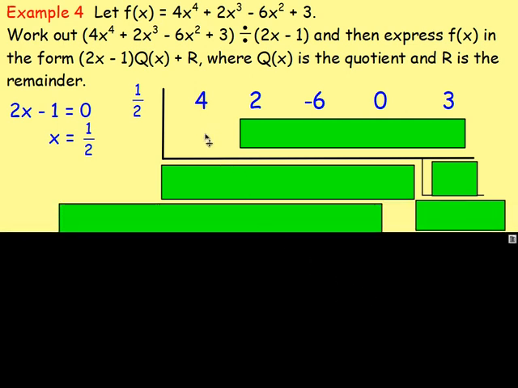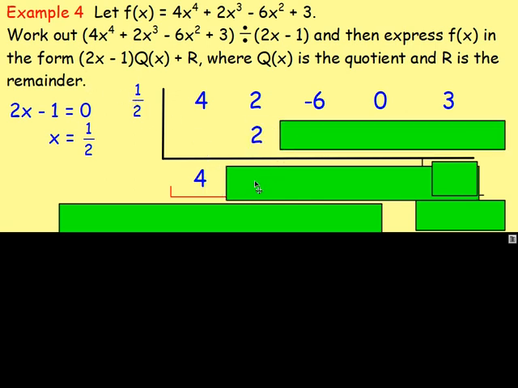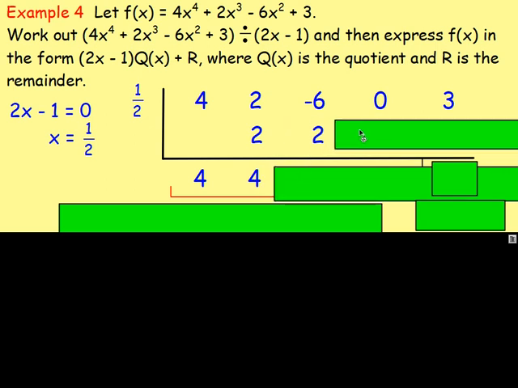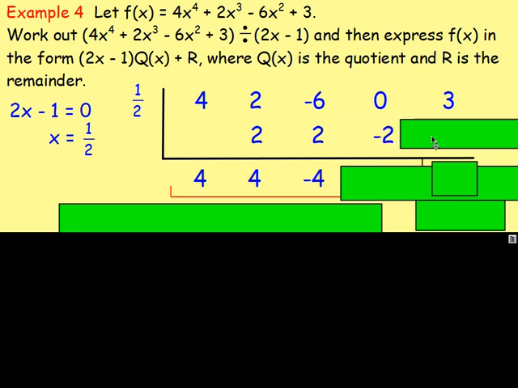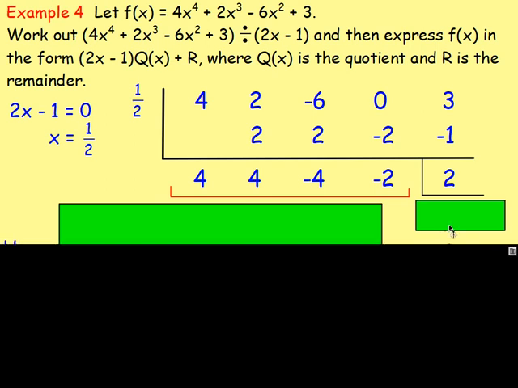So, if you have 4 add 0, it's still going to be 4. Multiply across, so a half times 4 will give us 2. Add the columns, gives us 4. Multiply across, we get 2. Add, we get negative 4, multiply, half times negative 4 will be negative 2, add, we end up with negative 2, and a half times negative 2 gives us negative 1. Add the columns for the last time, and we end up with 2. We can then say that the remainder is going to be 2. In other words, f of a half this time, because we've got this half to the left of the vertical line, so f of a half will be 2.